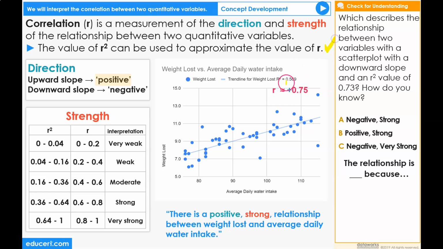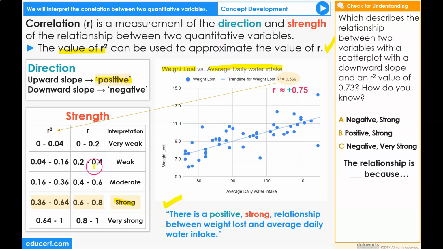This is useful because many software programs will give you the value of R squared, and then we can use that information to approximate the value of R close enough for us to be able to determine the type of strength these two quantitative variables have. In our example, R squared is equal to 0.569. And if we use our strength chart over here, then that is in the range between 0.36 and 0.64. That means that the value of R is between 0.6 and 0.8.